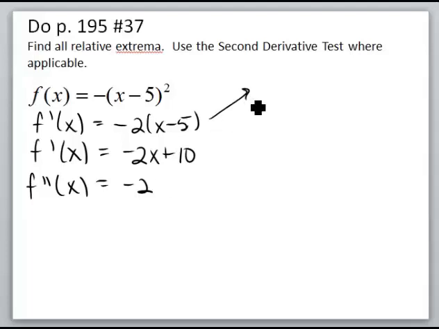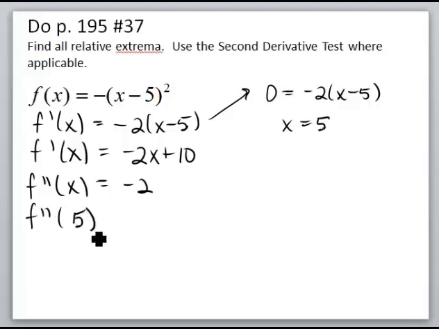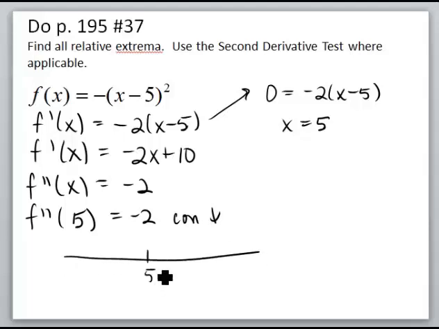I need to go back up here and find my critical number to find out where there is relative extrema. So where is my first derivative equal to 0? Well, it's simply just at x equals 5. You're going to test that in here. Well, there's nowhere to even plug that into. It just means that it's concave down everywhere. So I need to say that at 5, it's concave down. So this would happen to be a max by the second derivative test.